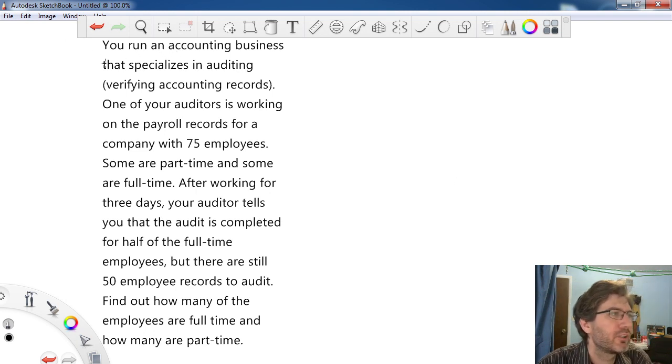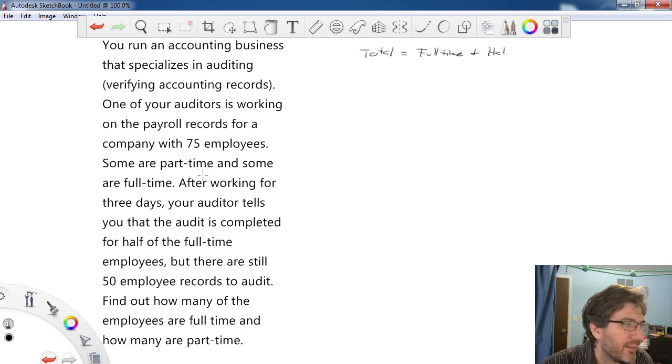Picking out some information, you know that you're running a business specializing in auditing, and the auditor works on payroll. Your company has 75 employees, so the total number of employees is equal to however many full-time employees you have plus half-time employees. Or I guess, did they say half-time or part-time?